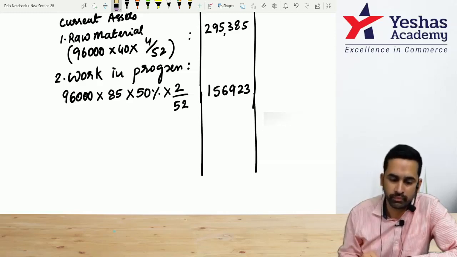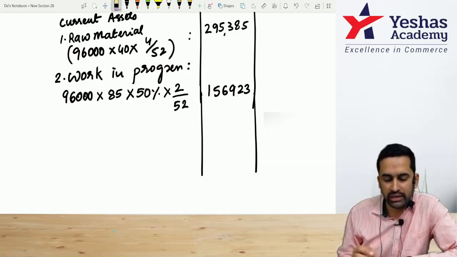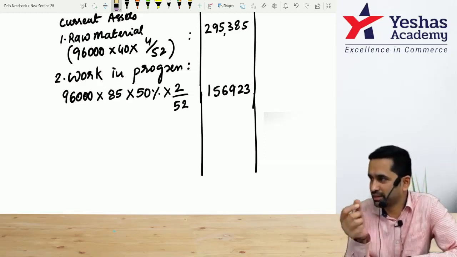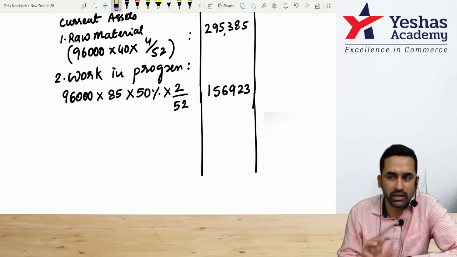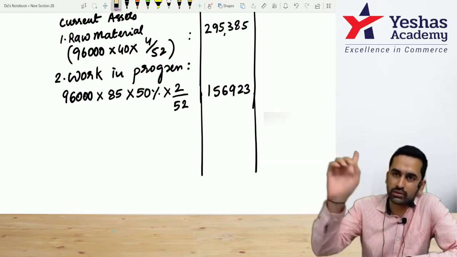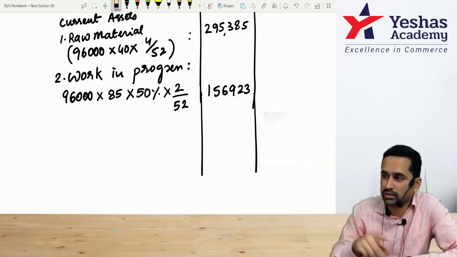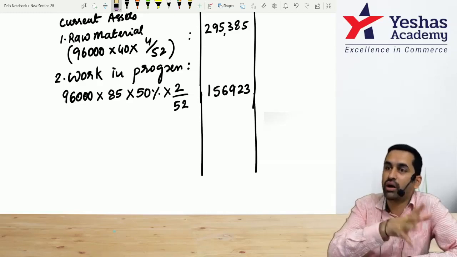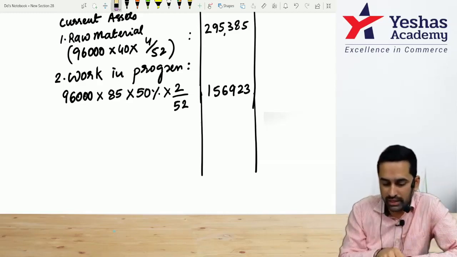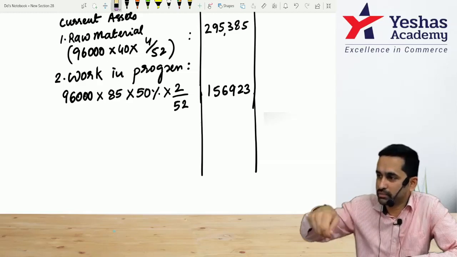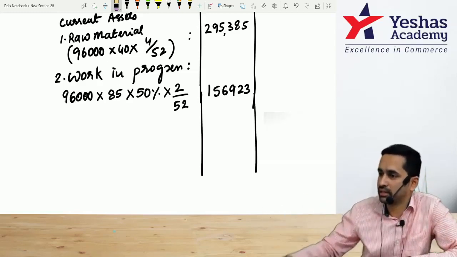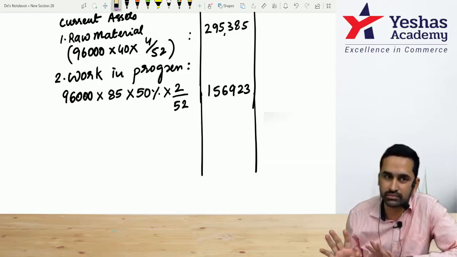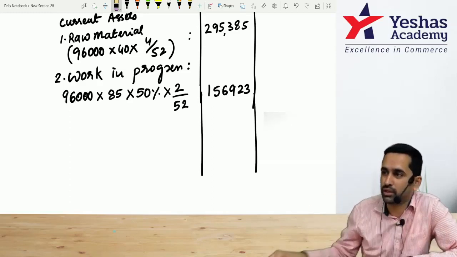So one doubt. For raw material, we already did 96,000 into 40, and now for WIP also we are doing 96,000 into 85. That includes that 40. Aren't we duplicating the same number again and again? No. That 96,000 into 40, think about a hotel. That 96,000 into 40 is the onion in the warehouse. This 96,000 into 85 is the onion that is being cut in the kitchen. That was a fire accident in the warehouse. This is a fire accident in the kitchen. Either way, onion is lost. That is loss of RM. This is loss of WIP.